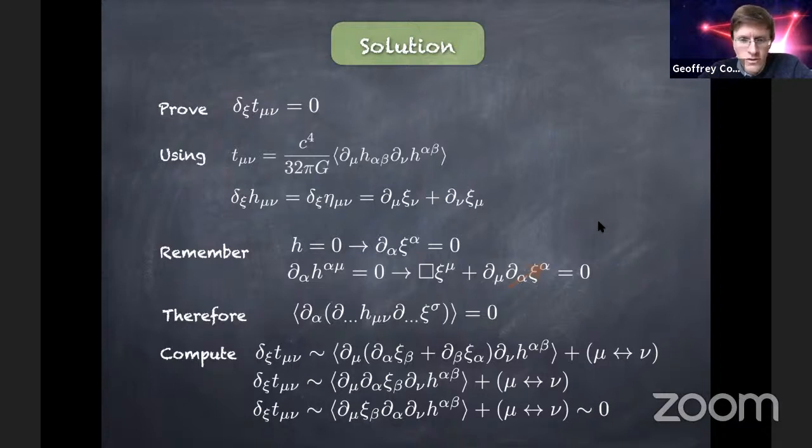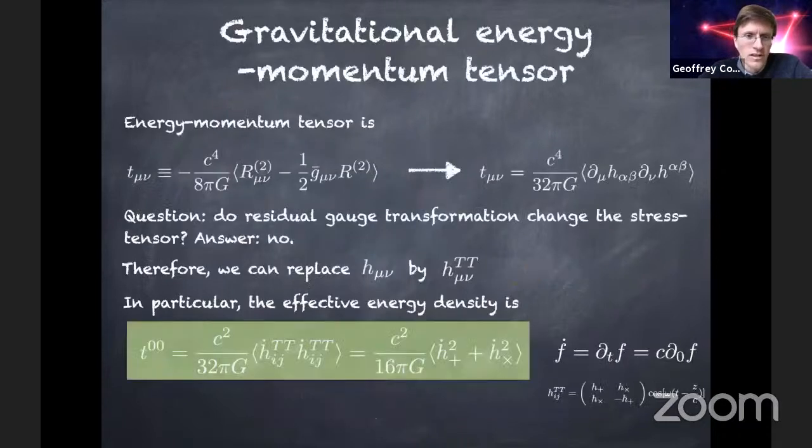Okay, so it's invariant under the residual gauge transformations. Okay, so the answer here is no. So since we're gauge invariant, from transverse towards TT gauge, we can gauge fix to TT gauge now. We know it's not going to change anything.